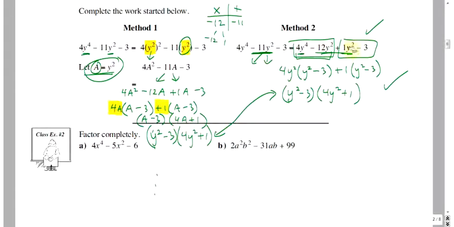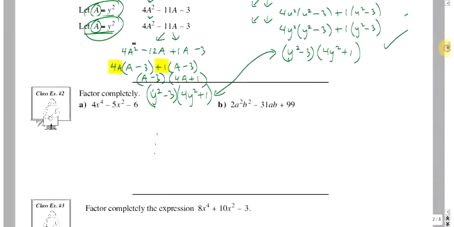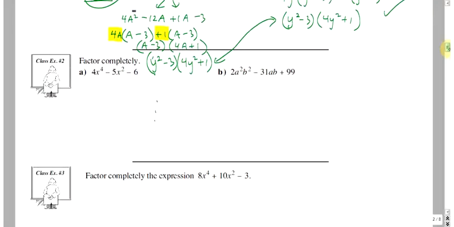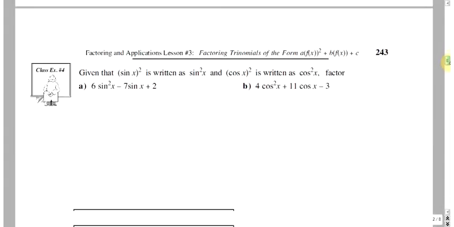This is what we did last day, only it's not a 2, it's a 4. We're probably going to want to do it this way. So we don't really have to worry about the whole a situation. Okay, let's go on to this guy.